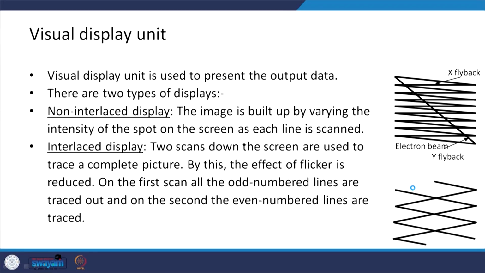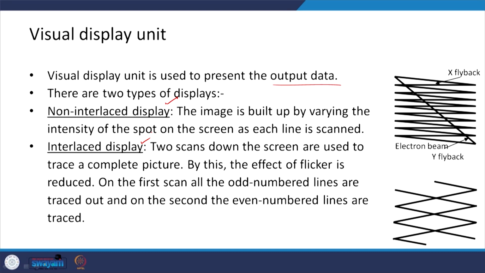Then let us look at the visual display unit, or the VDU, as it is called in short. The visual display unit is used to present the output data basically. And there are two types of displays, one is the non-interlaced display and another is the interlaced display.